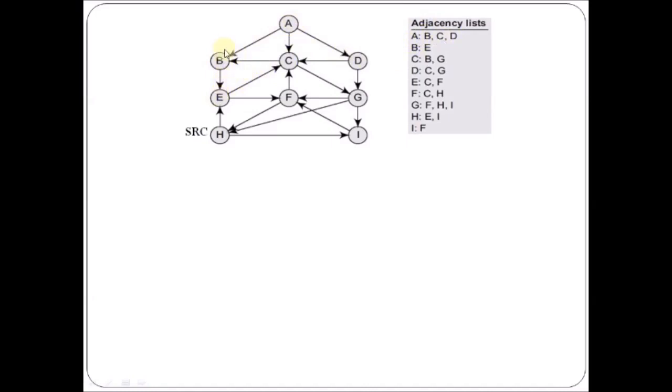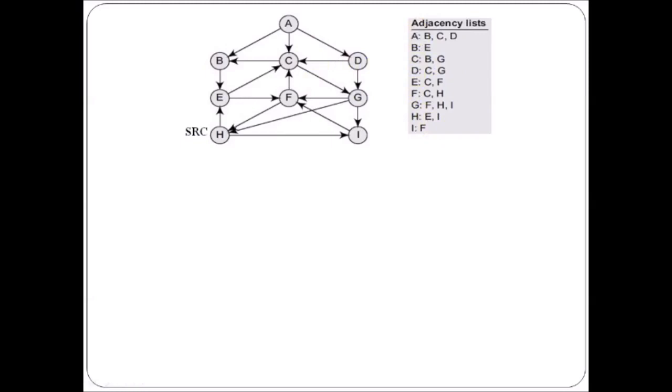For node B, there is a path only towards E. From node C, the path exists towards node B as well as towards node G. So for node C, the adjacent nodes are B and G, and so on. We have calculated the adjacency list for all the nodes present in the graph.